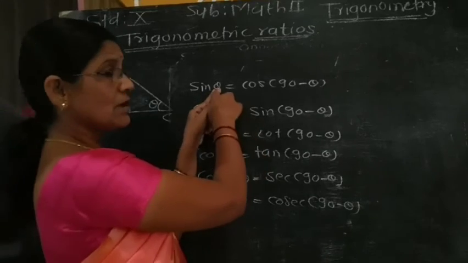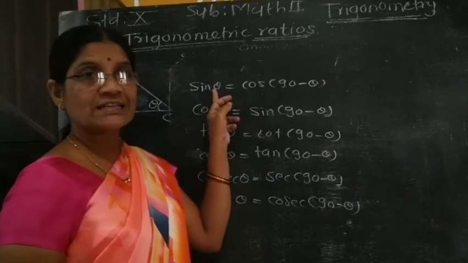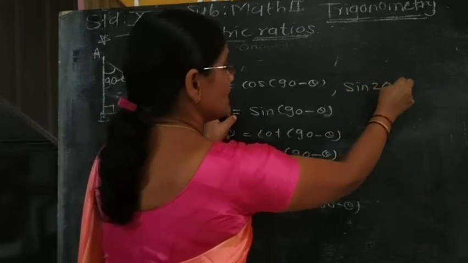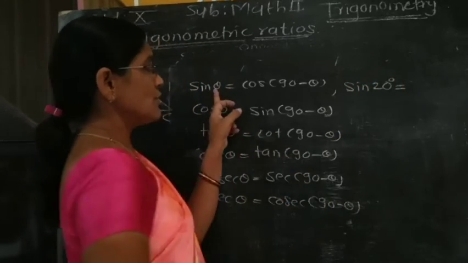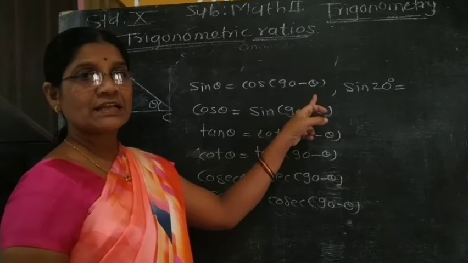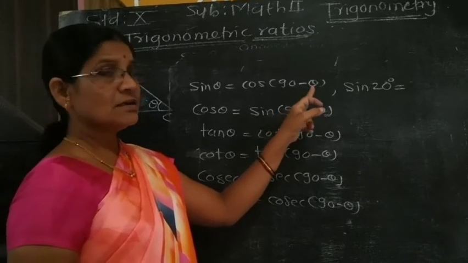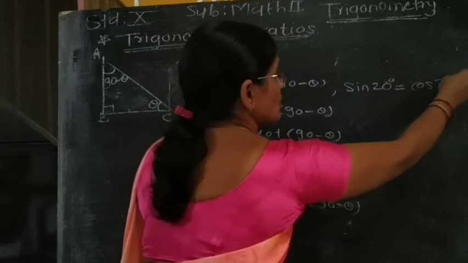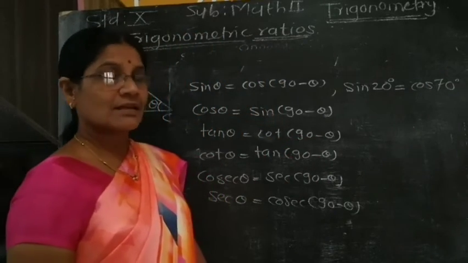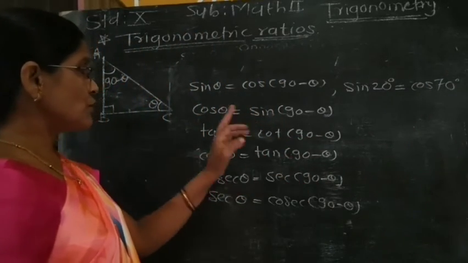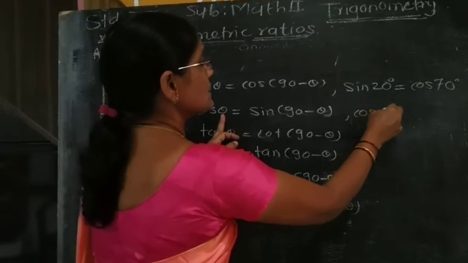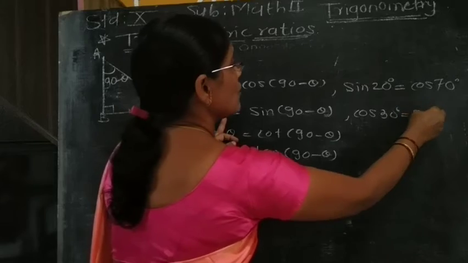For example, we put the value of theta as 20 degrees. Means here we obtain sin 20 is equal to cos of 90 minus 20, that will be 70. Means sin 20 is equal to cos 70. Same way, if suppose we put here theta is equal to 30, then cos 30 is equal to sin of 60.